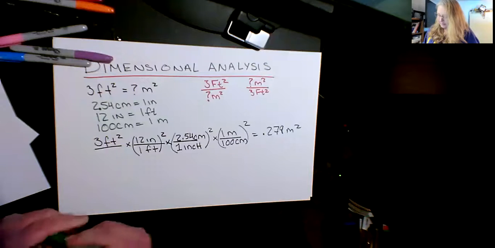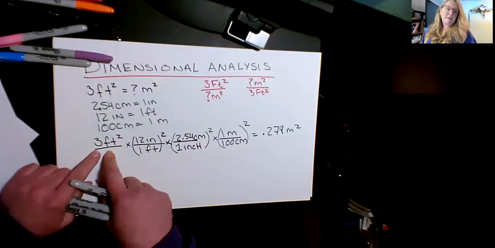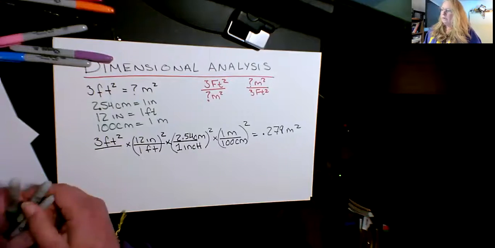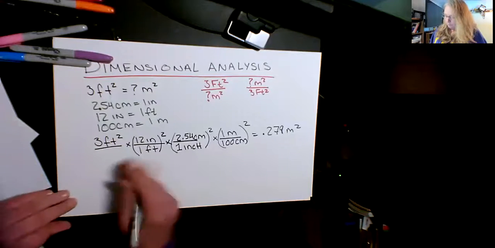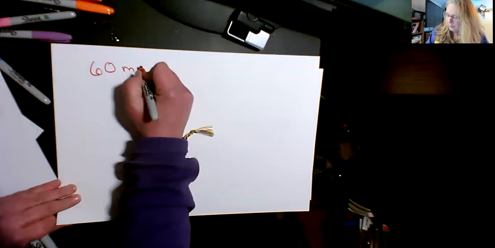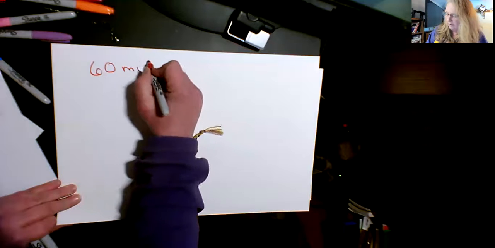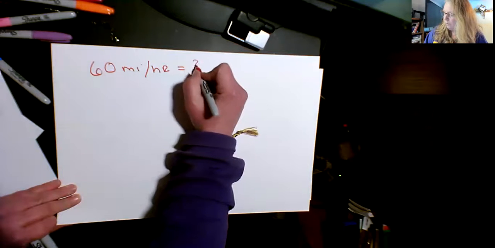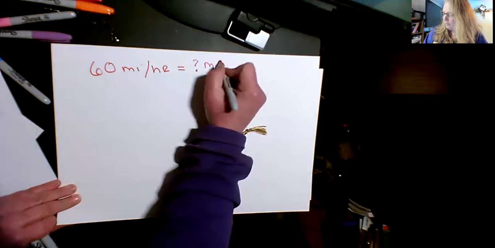So that says that I have now converted from feet squared to meters squared. So try this one out. Let's try 60 miles per hour, and I want to go to that amount in meters per second.